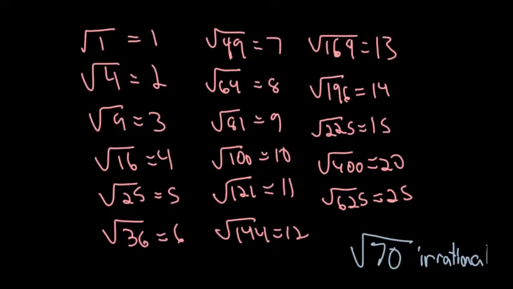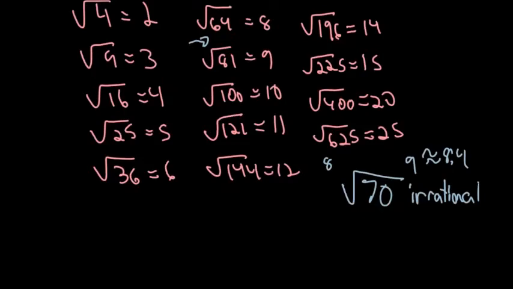Now if we wanted to estimate this, we would see where 70 falls. So 70 falls somewhere between 64 and 81. So the square root of 70 is somewhere between 8 and 9. Well, 70 is a little bit closer to 64 than it is to 81, but not too much. So if I was going to estimate this, I would estimate it as something like 8 and 4/10.